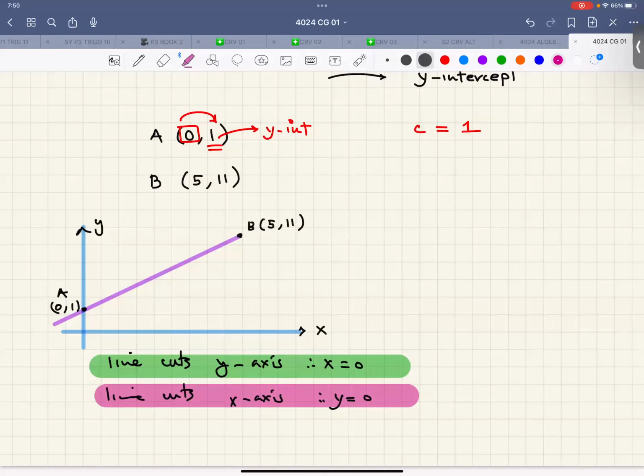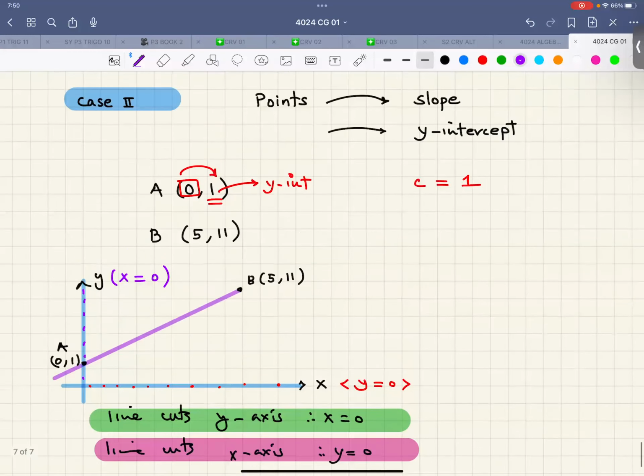It's the opposite. Also, we know that all along the x-axis, the y-coordinate is unchanged. The y-coordinate is 0, so the equation of the x-axis is y equals 0. Similarly, all along the y-axis, the x-coordinate is 0, so the equation is x equals 0. Remember these two golden rules.